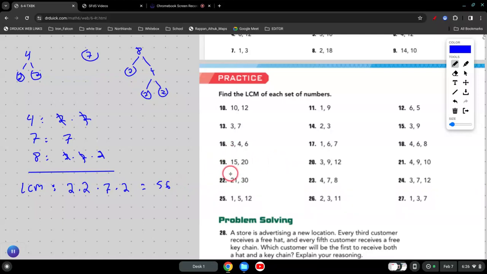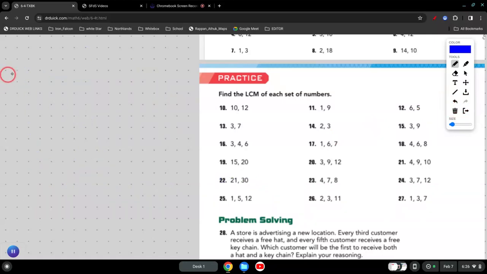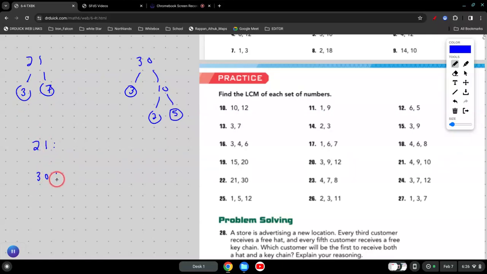I'm going to try another one using this method, like 21 and 30. And you'll see how this works, okay? 21 over here, 30 over here. 21 is 3 times 7. And 30 is 3 times 10. And it's also 2 times 5, right? Circle my primes. So I'm going to take factors of 21, put this here. Factors of 30, put it here. 21 is 3 times 7. This one is 3 times 2 times 5.